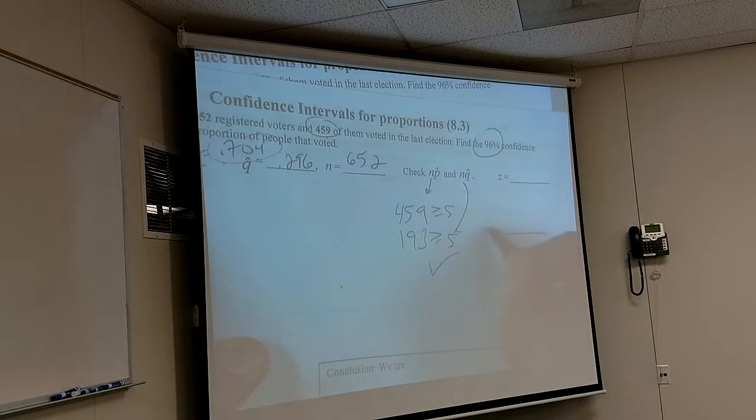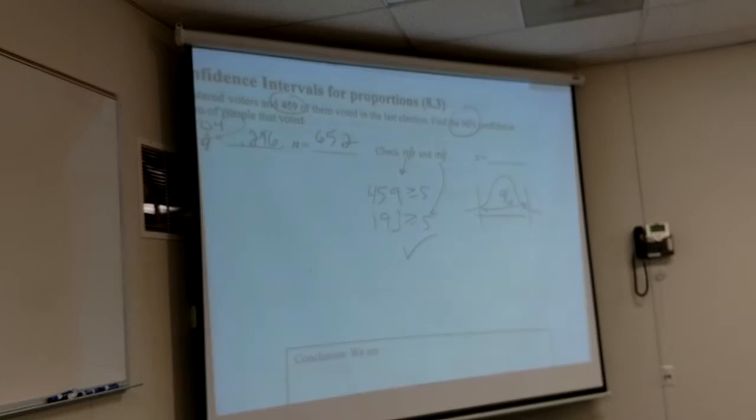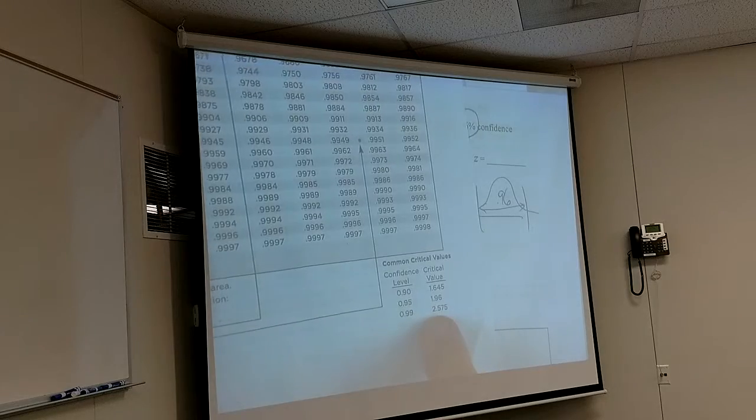So you have to draw the picture. You have to do it the old-fashioned way. 0.96. This is the way you do it when it's not on that little baby chart. If you're still not sure what I mean by a little baby chart, go to the positive z-scores at the very bottom, there it is, 90, 95, 99. Here's the z-scores for those confidence intervals. 96 isn't on there.